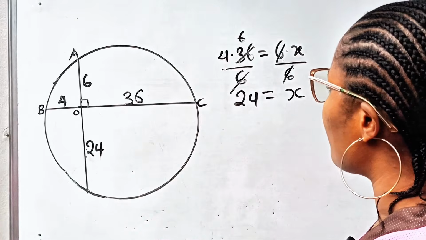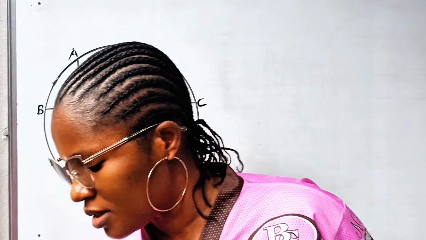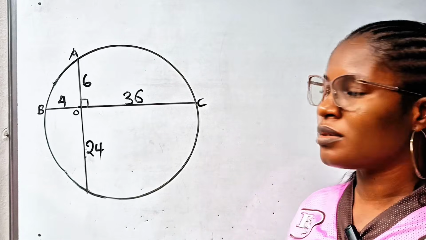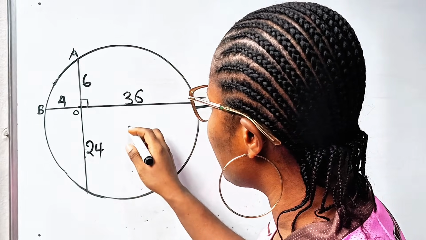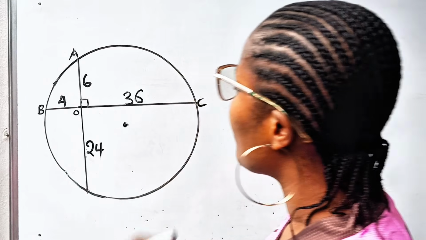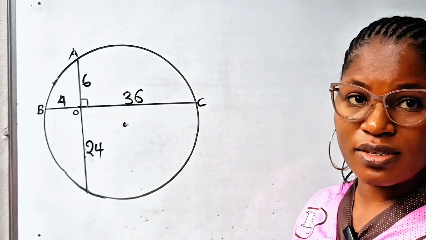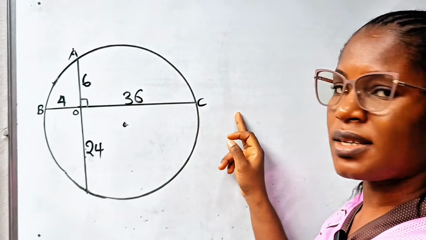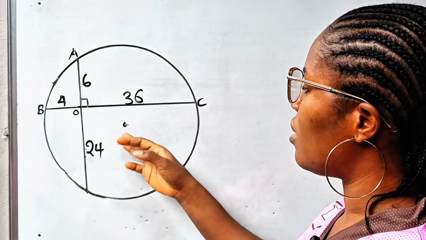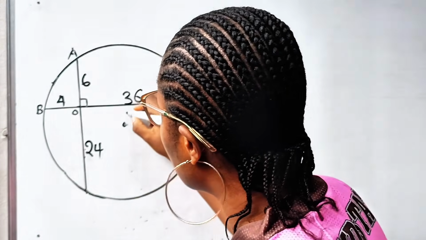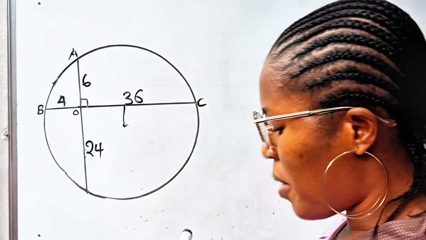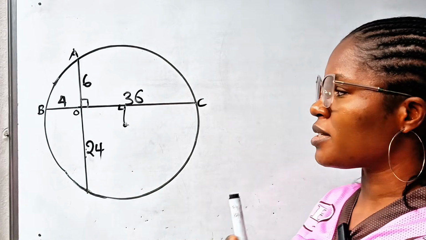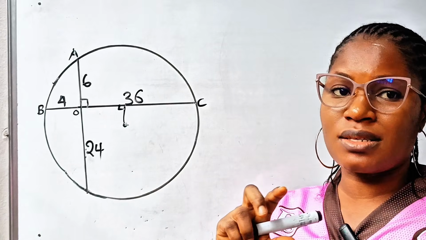So now that we have found the value of our x, let's go ahead and find the radius. Remember, the question says we should find the radius. Now let's take this to be the center of this circle. If this is the center of the circle, let's drop a perpendicular from the center of the circle to chord BC. Now remember that a perpendicular from the center of the circle to a chord bisects the chord.